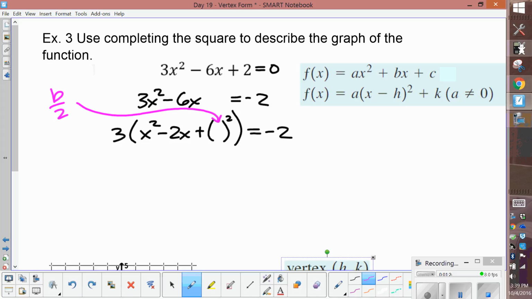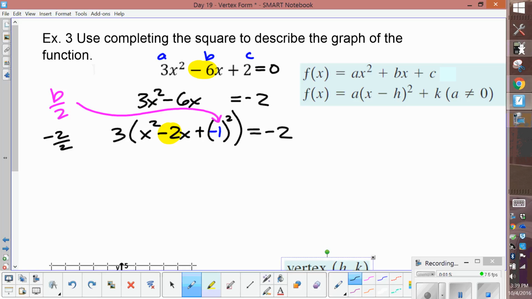Now, what goes in this spot will always be the same formula, and it's b divided by 2. You'll remember, going back to your quadratic formula days, this is a, this is b, this is c. Now, I don't want to use the b up here in my original. I want to use the b here in the one that I simplified and took the 3 out. So what I would get here for b is negative 2 divided by 2, and what goes in this spot is negative 1.